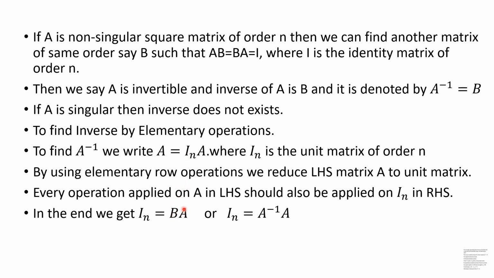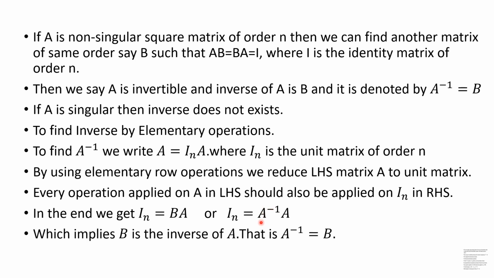So this matrix you write down as it is, B, that is A. So A into B is equal to identity matrix means this B is the inverse of this A. Or in general, sometimes we write this B as A inverse. So A into A inverse is equal to In means at last we get the inverse of that matrix A. Which implies B is the inverse of A, that is A inverse is equal to B. This is how we find the inverse by using elementary operations.